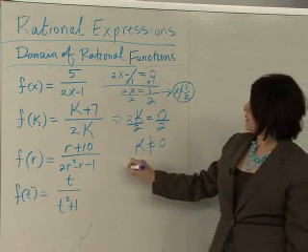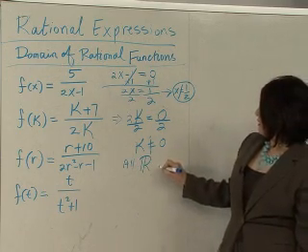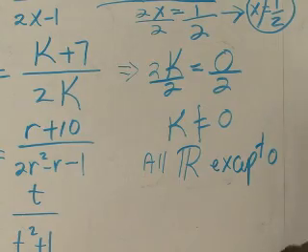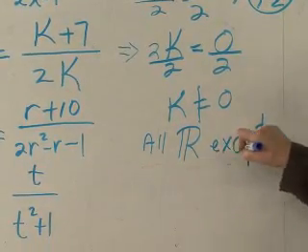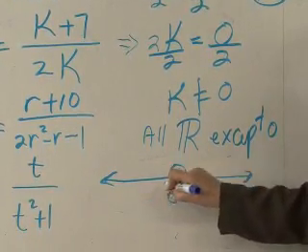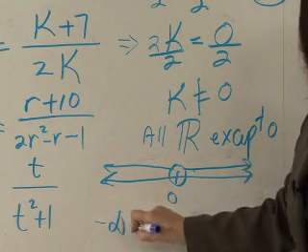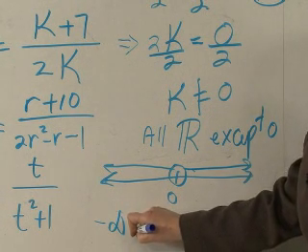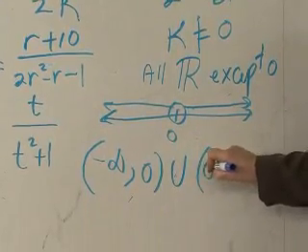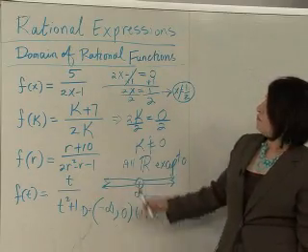Again, the domain will be all real numbers, and I'm going to use this big R for real numbers, except 0. If I want to write it in interval notation, I would take everything and just exclude 0. Remember, look at the number line, and you have 0 right there. You're going to exclude 0, but include everything to the left and everything to the right. And always with interval notation, you have to go from small to large, so left to right: negative infinity to 0, open at both ends, union 0 to infinity. That would be the domain in interval notation for f of k.